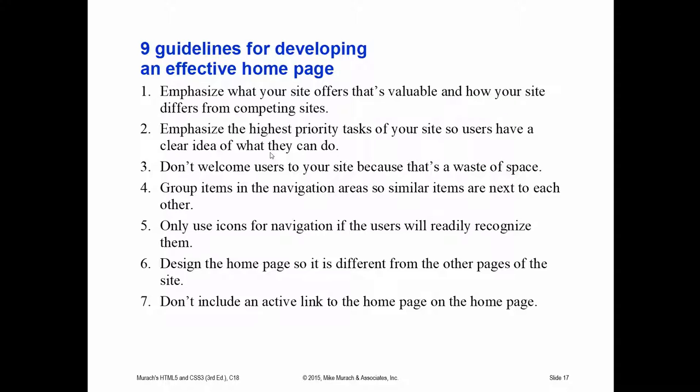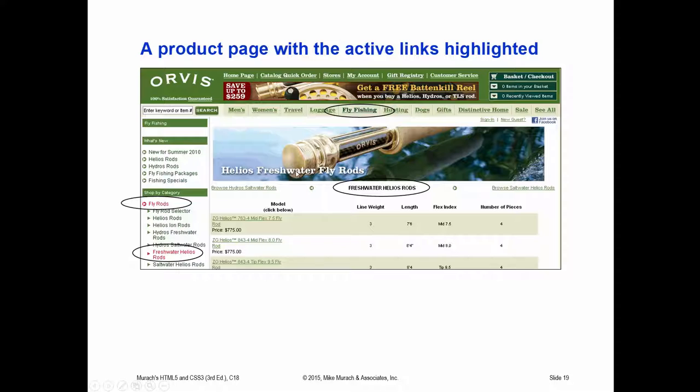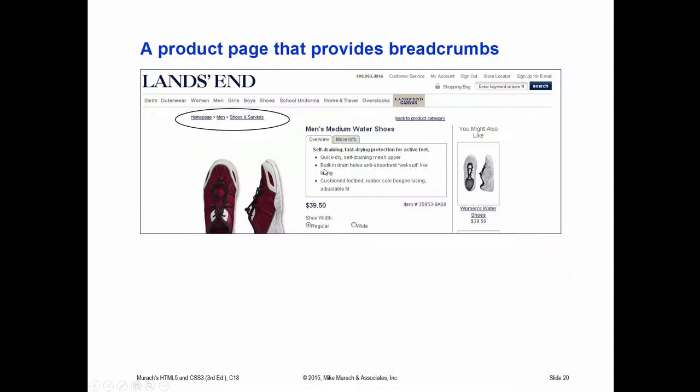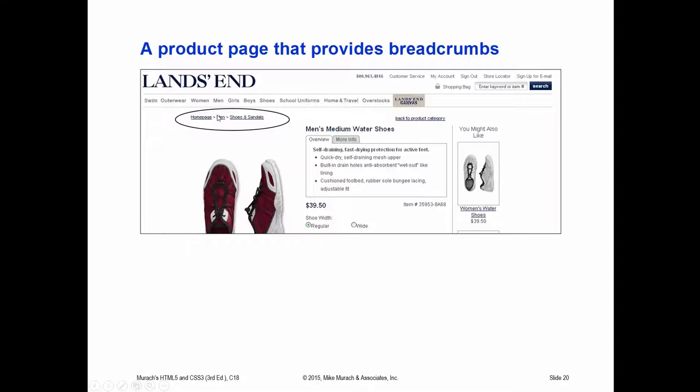We want to group items into navigation areas. We want to only use icons for navigation if the users... We'll design the homepage so it's different from the other pages of the site, yes. We'll code the title, yeah, that's fine. Ours is not going to involve shopping. Sorry if that disappoints you. Oh, let's see. Active links highlighted, we'll see. Breadcrumbs, that would be nice.